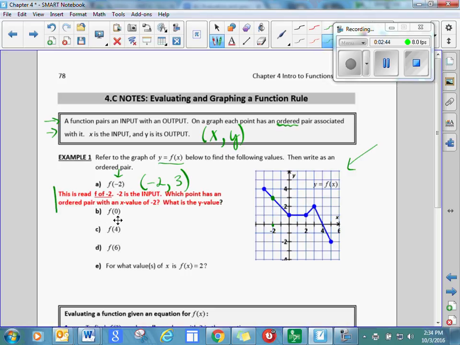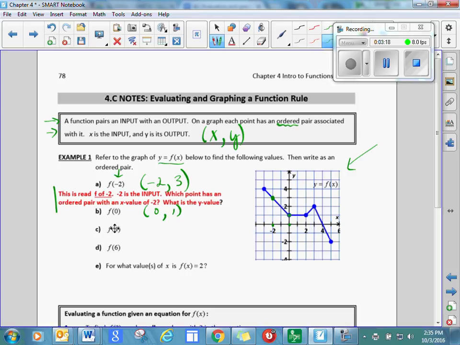Let's do f of 0. What is the output when the input is 0? So if we go to 0 on the x-axis, where does that meet up? So here's 0 on the x-axis going horizontally. I'm looking to see on this blue graph, where does it hit the y-axis? And it's right here at positive 1. So f of 0, when x is 0, y is positive 1.